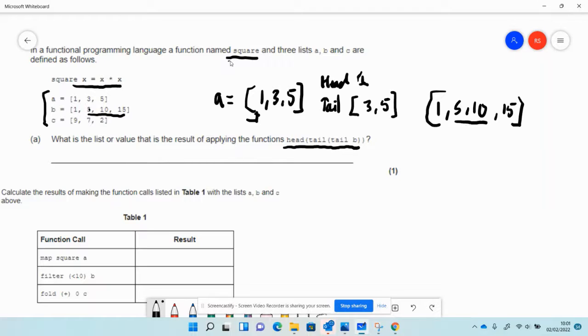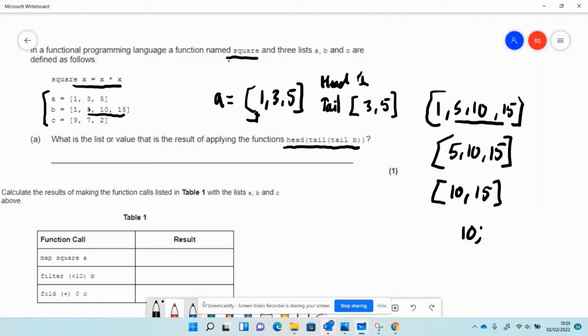If I obtain the tail of that list, I get 5, 10, 15. And then if I obtain the tail of that list, I get 10 and 15. And then if I ask for the head of the resulting list, I get 10. And so the answer is 10 for that particular question. The answer is 10.